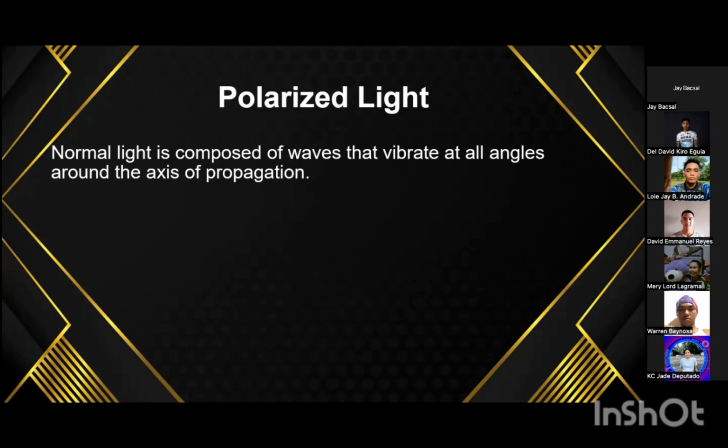So polarized light. Normal light is composed of waves that vibrate at all angles around the axis of propagation. A special polarizing filter is placed over the camera lens and rotated until front surface glare is minimized. For example, consider taking a photo of someone in a pool when there is glare coming off the water. The water will tend to reflect light and polarize it at an angle. So polarized light is particularly useful in landscape photography.